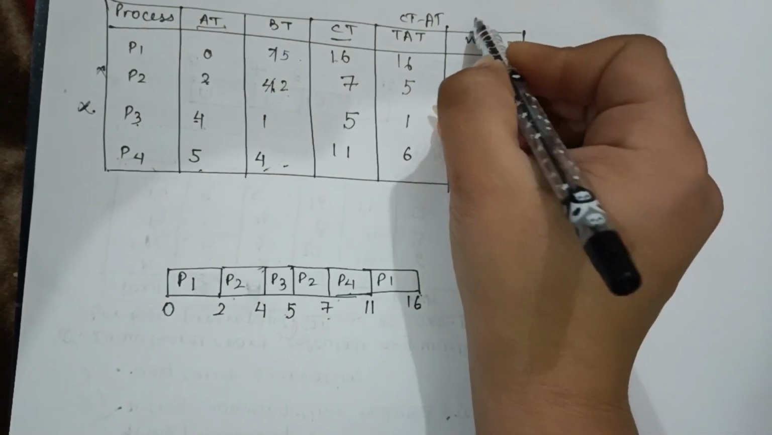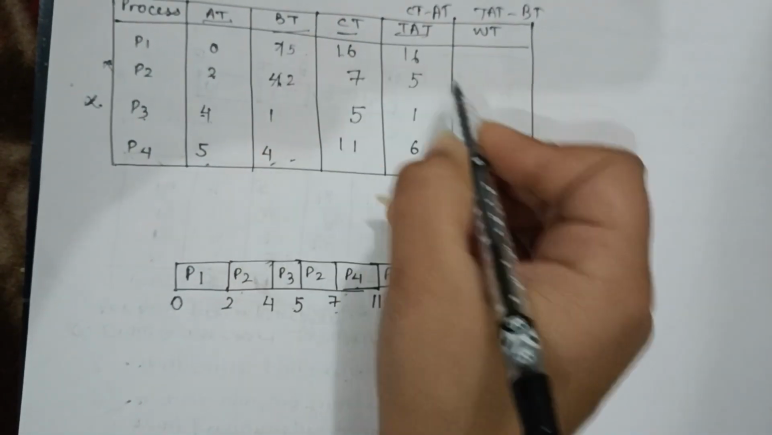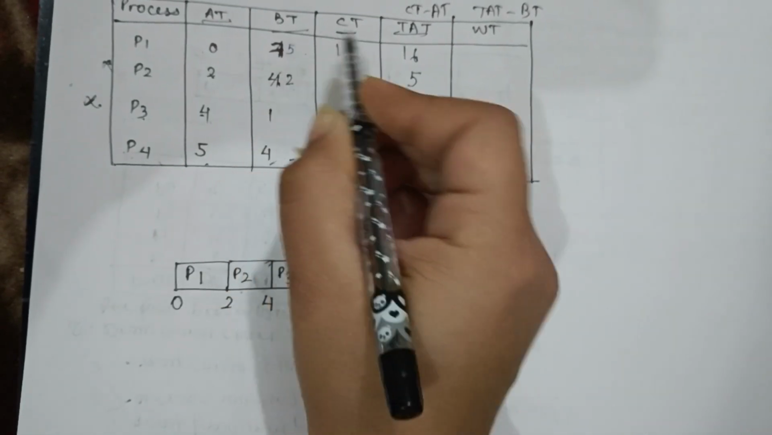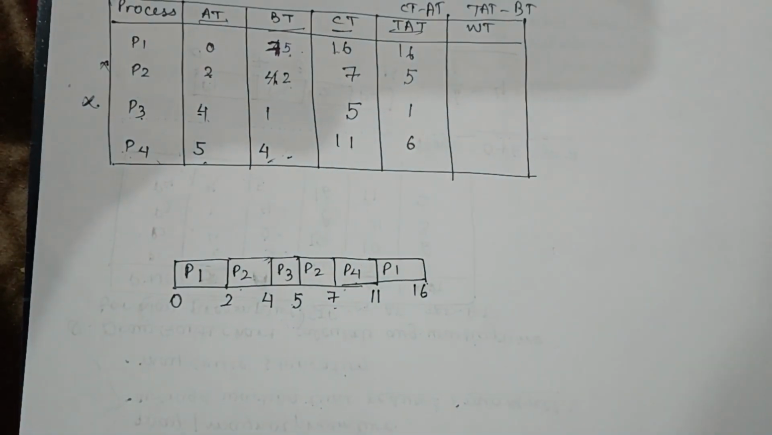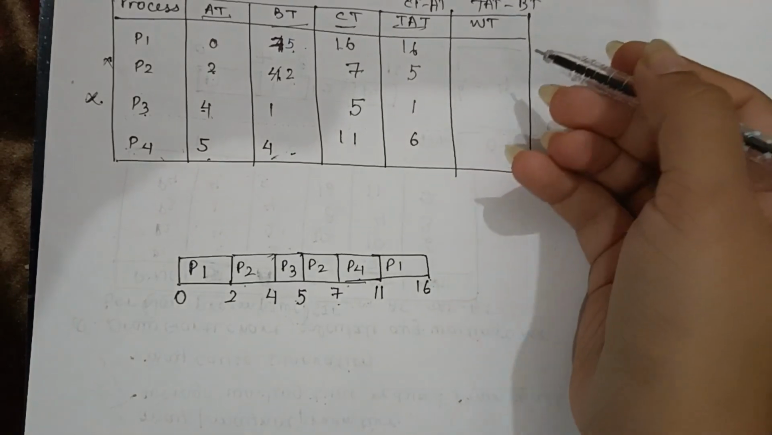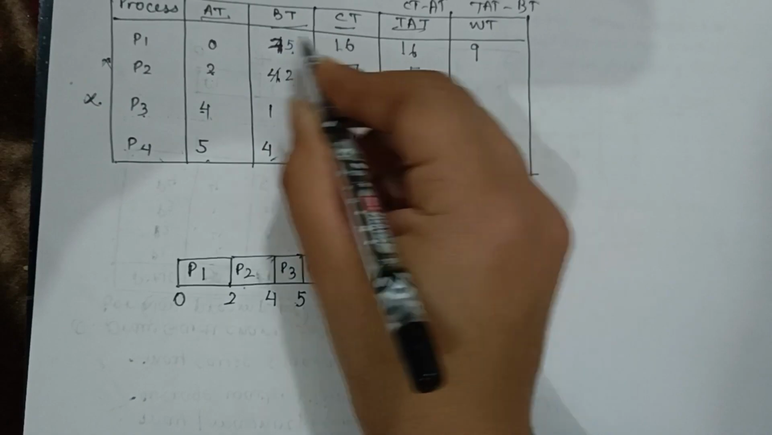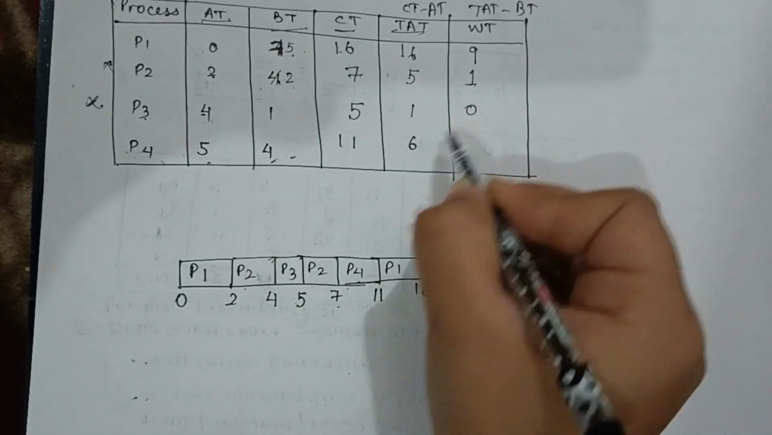Now waiting time, turnaround time minus burst time. This is turnaround, this is burst time. So 16 minus 7. We are not considering 5. We are considering 7. So we have here 9. 16 minus 7. We have 5 minus 4, 1. 1 minus 1, 0. 6 minus 4, 2.